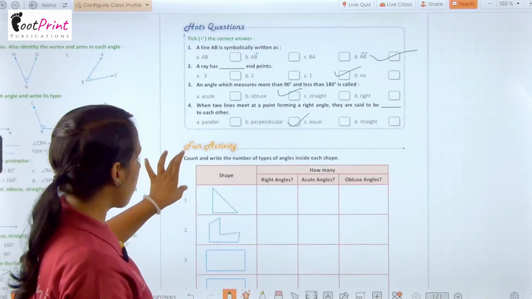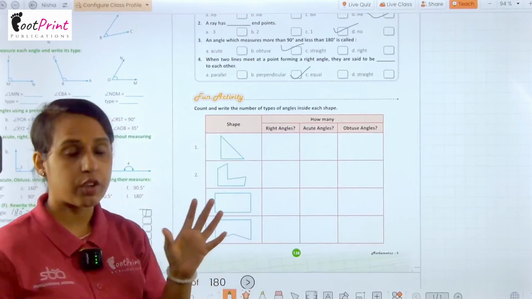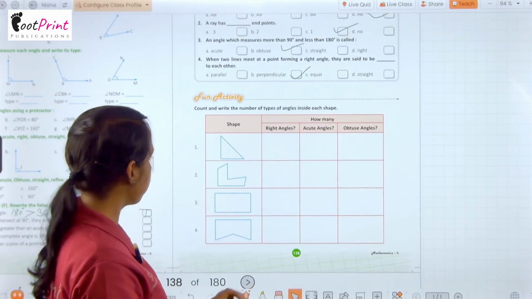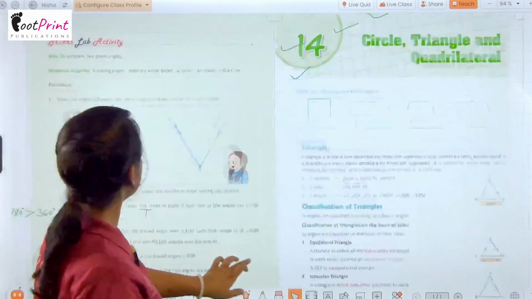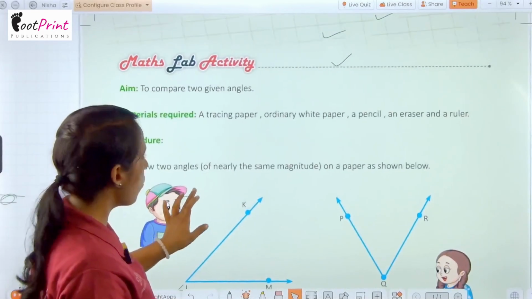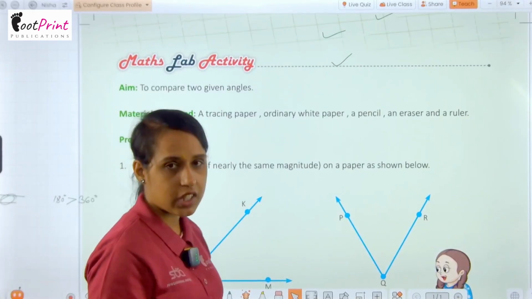Yes. Now we have a fun activity that you will do by yourself and enjoy this activity. Okay. Now we have here math lab activity that you will do in your classroom with your class teacher.